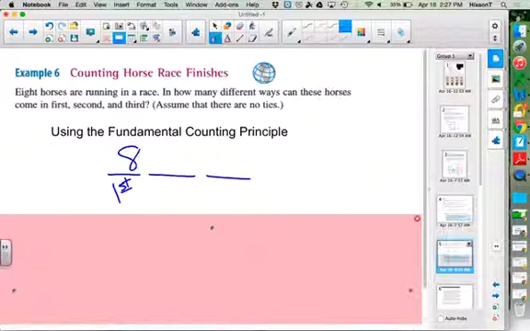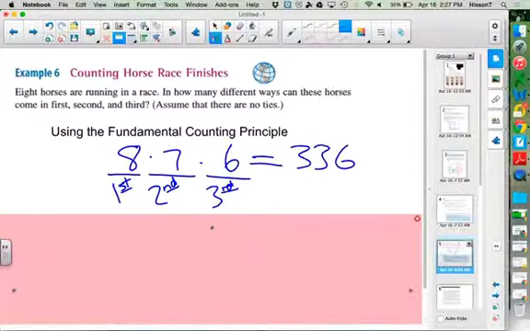And then how many for second place? 7. And third place? 6. So 8 times 7 times 6 gives us 336 different possible outcomes just for first, second, or third place.